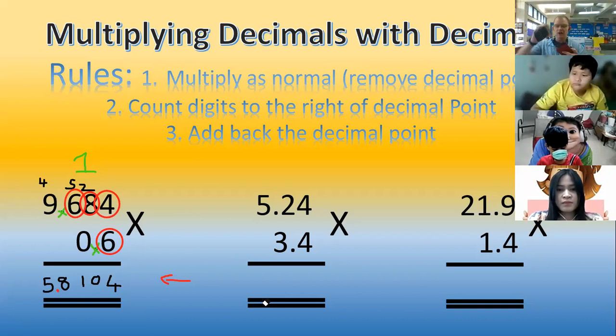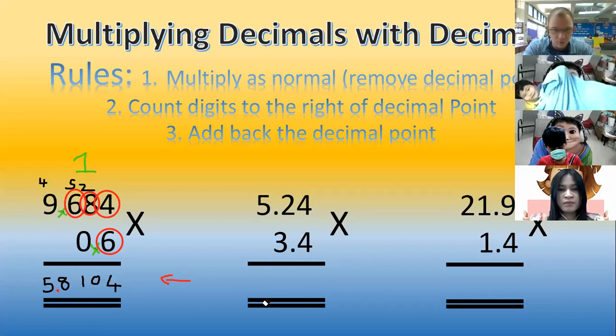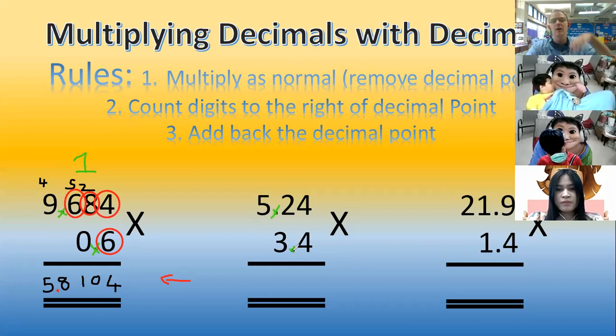Now let's do another example. Let me just put away my calculator so that you don't think teacher is cheating, because we need to calculate this one. So the first one we did. The second one, first thing we do is we ignore the decimal places. We don't care about them now, only at the end. Then we multiply. What is 4 times 4?